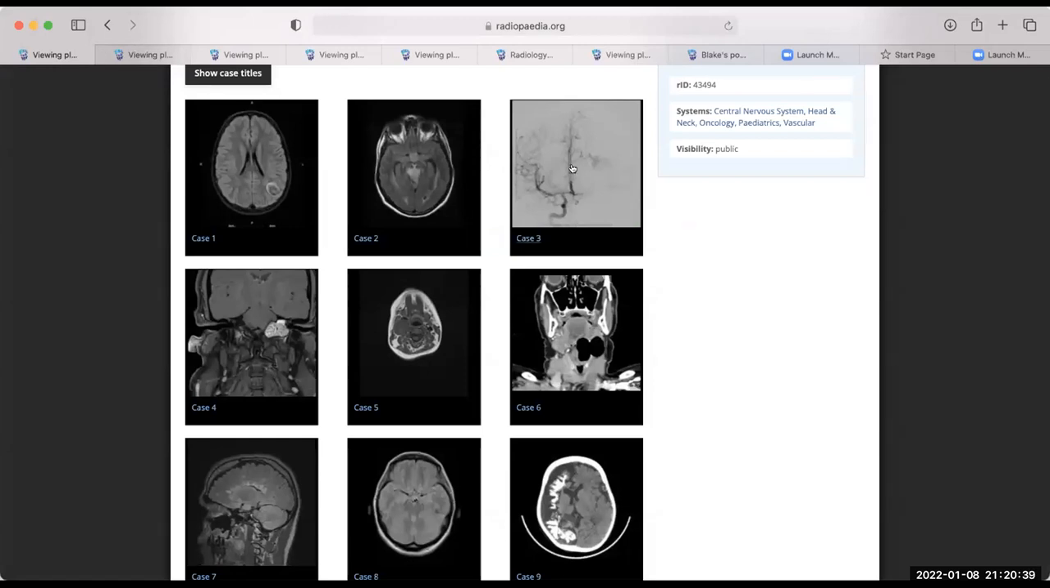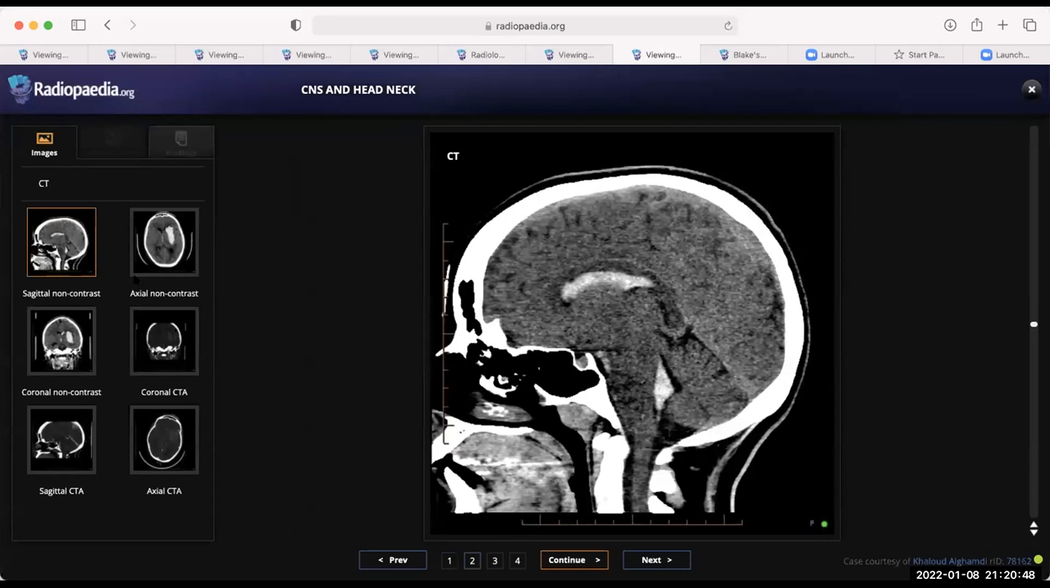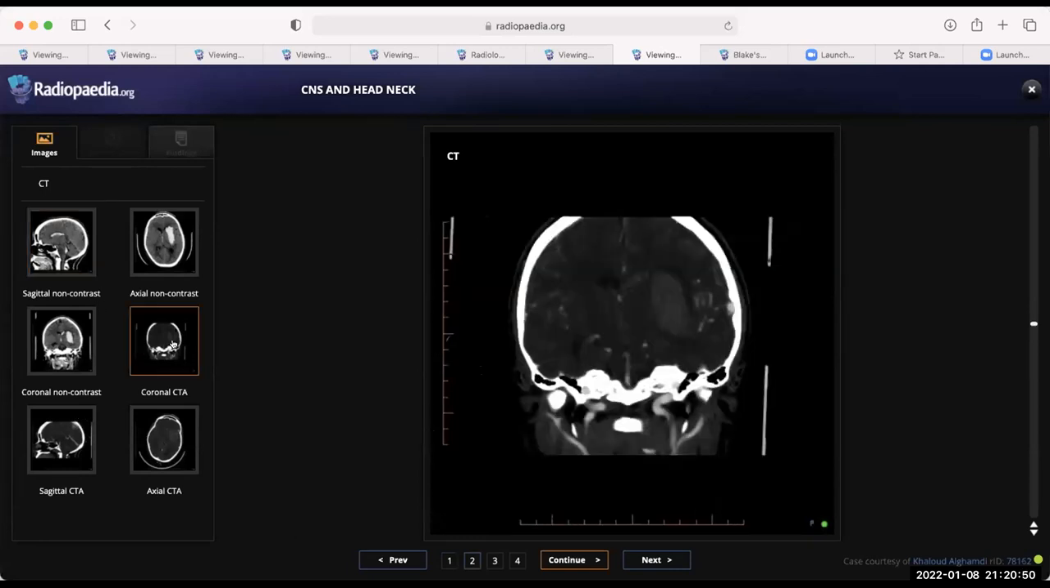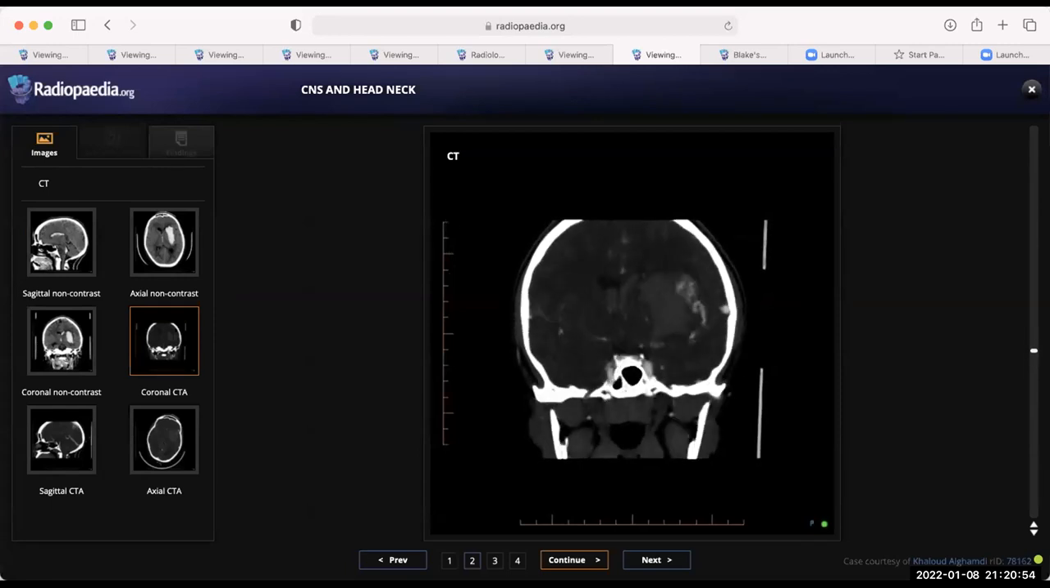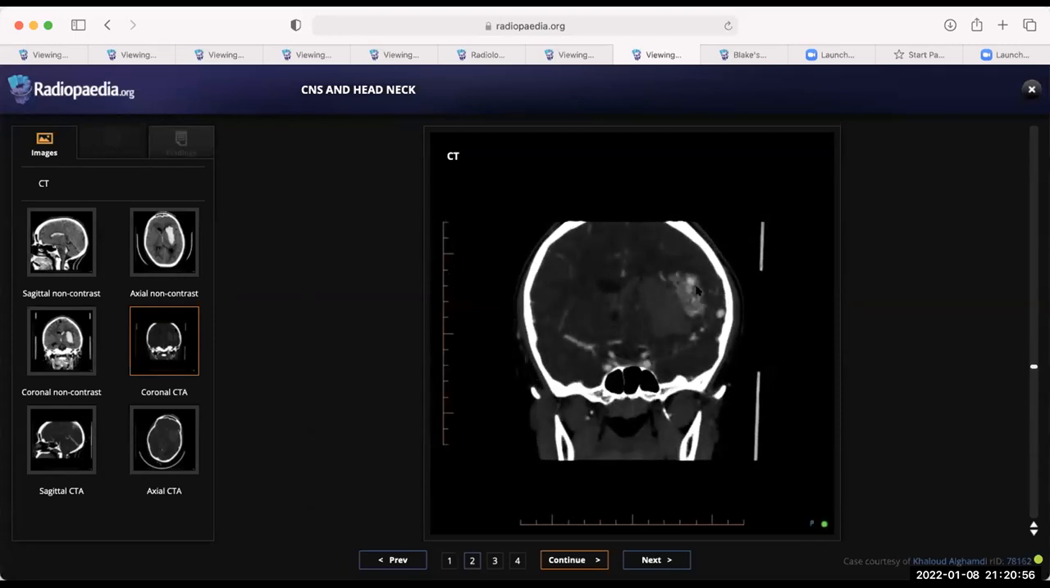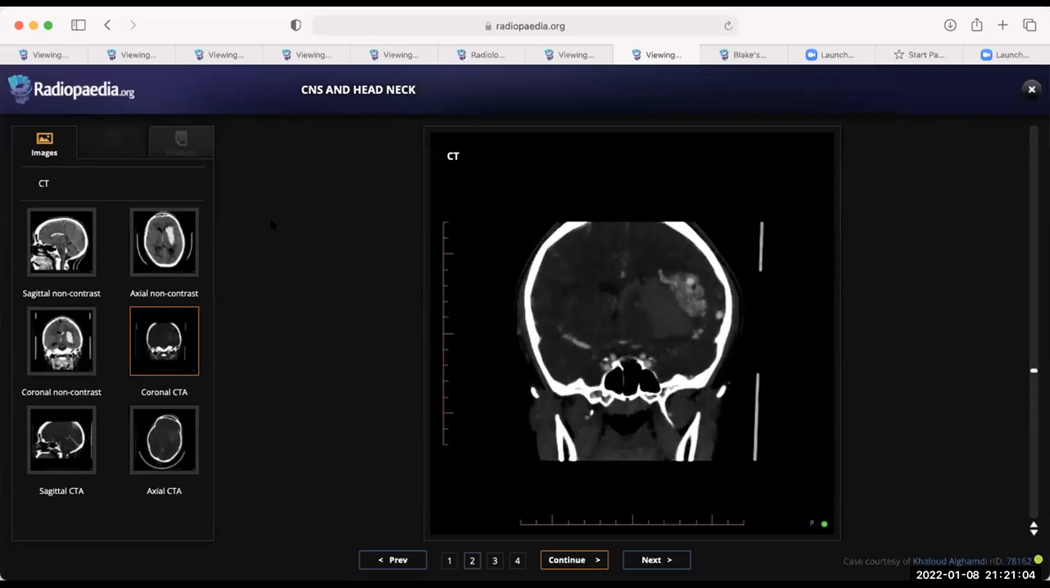Moving on to the next case. This was an AVM with an intraparenchymal bleed. Here you said the bleeding risk would be very high, but that's not likely the case because the AVM is not very big, and it's draining into the superficial system rather than the deep system. But yes, it's in an eloquent area.